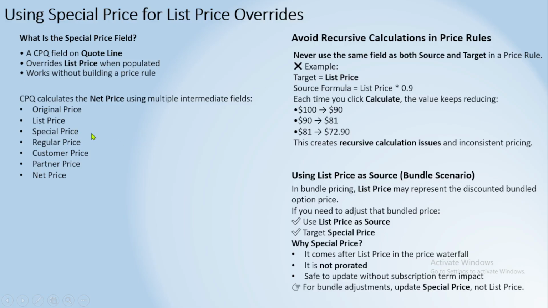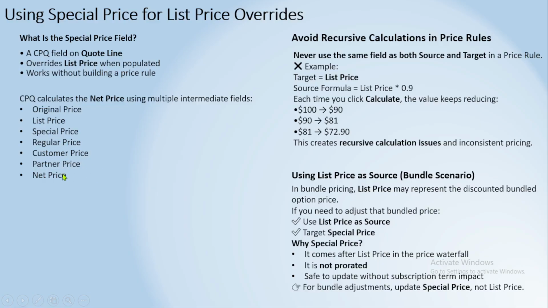If there is no contracted price or cost plus markup, then it will fetch the list price here. Then, if we apply any discount schedule, volume based discount schedules, it converts to the regular price. If we apply additional discounts, it becomes the customer price. If we apply any partner discount, it becomes the partner price. And if we apply any distributor discount, it becomes the net price. So this is the calculation.